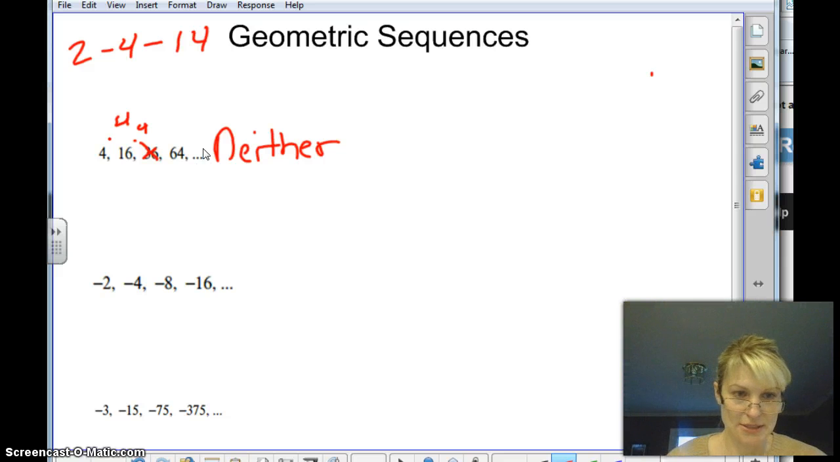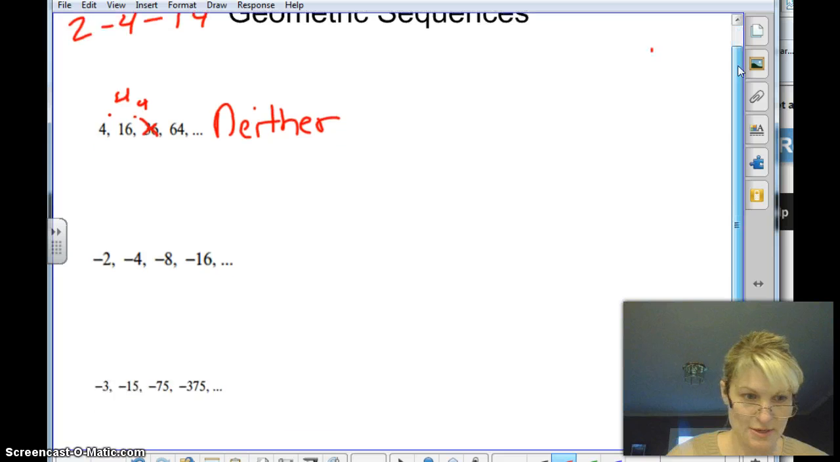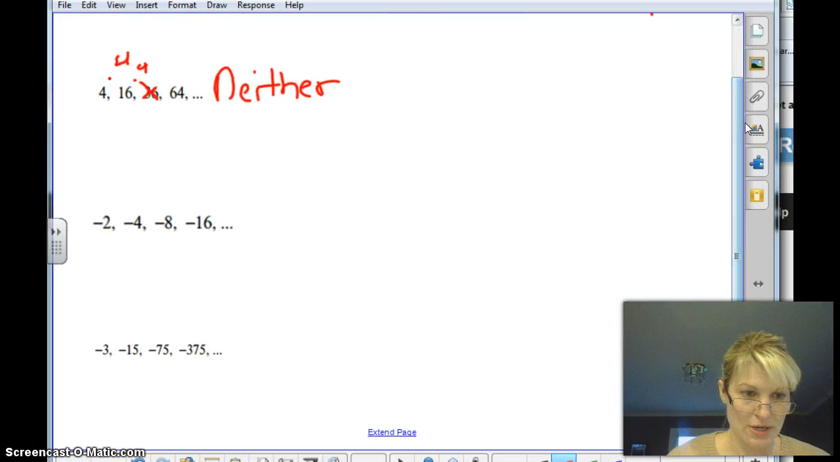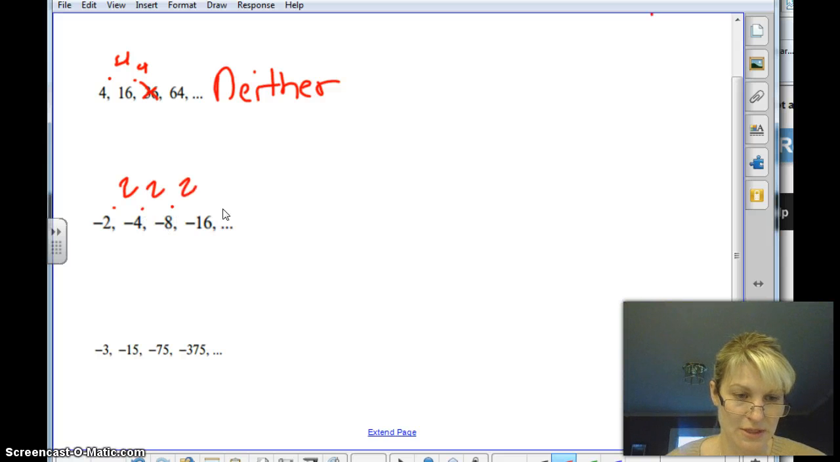Okay, so let's look at the next example here. Here we have -2, -4, -8, -16. Now I know it's not arithmetic because I would have to add a -2 and then add a -4, so that's not the same. So I'm going to look at multiplying. If I do -2 times 2, I get -4. -4 times 2 is -8, and -8 times 2 is -16. So this is a geometric sequence.